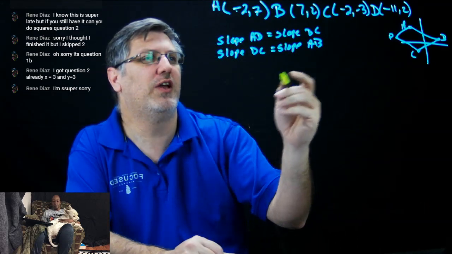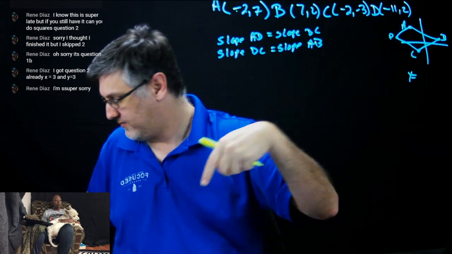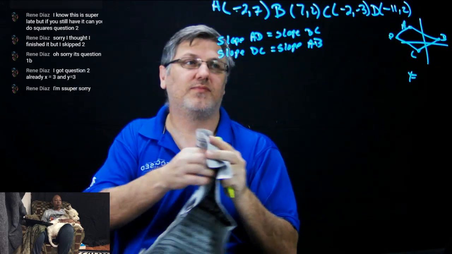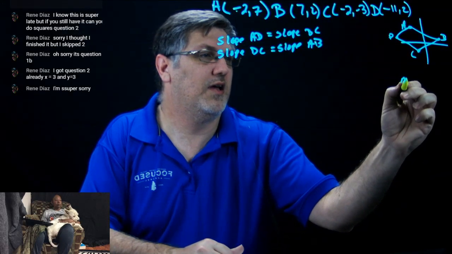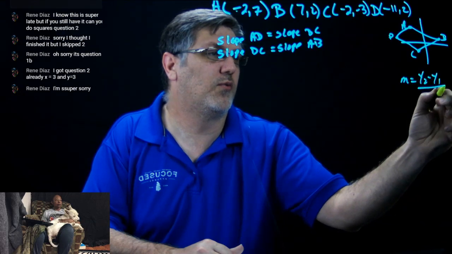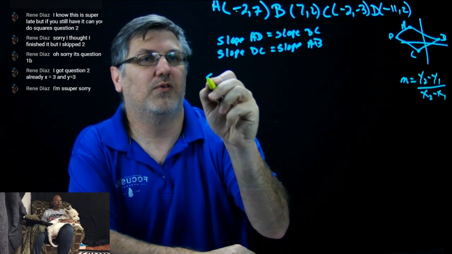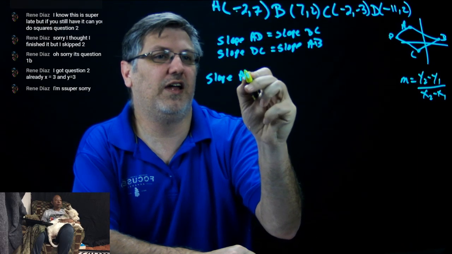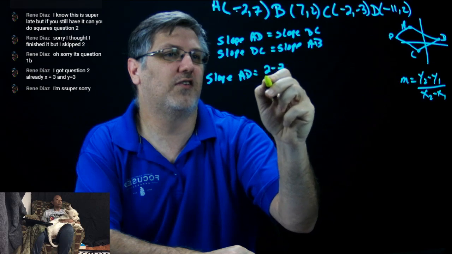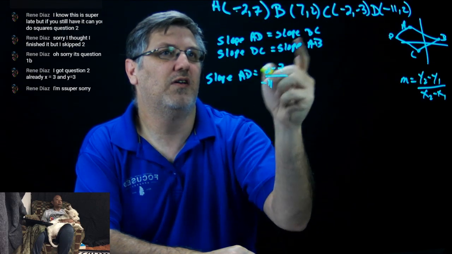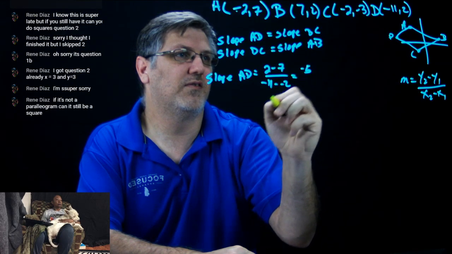All right, so from here we need my slope formula. My slope formula is M equals y sub 2 minus y sub 1 over x sub 2 minus x sub 1. All right, so we're going to use that formula. So here we go. Slope of AD. So let's look. 2 minus 7 over -11 minus a -2. This gives me a -5.